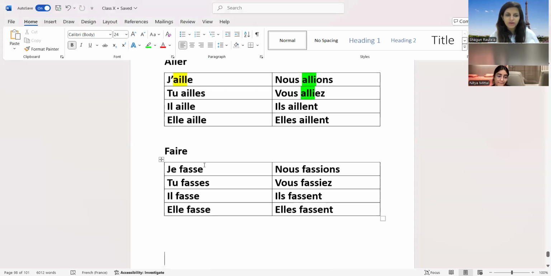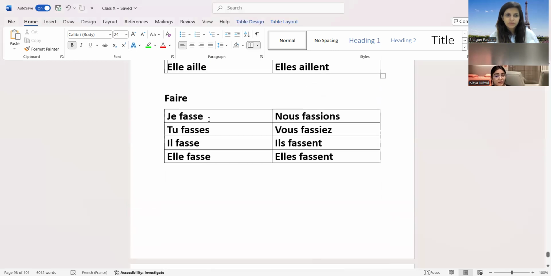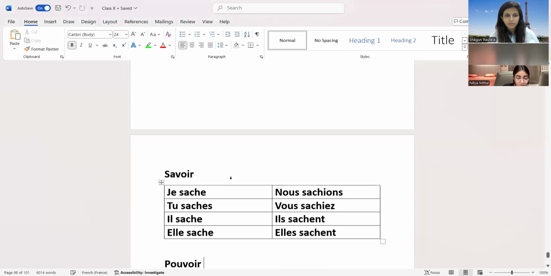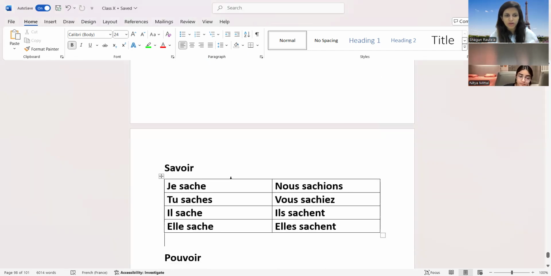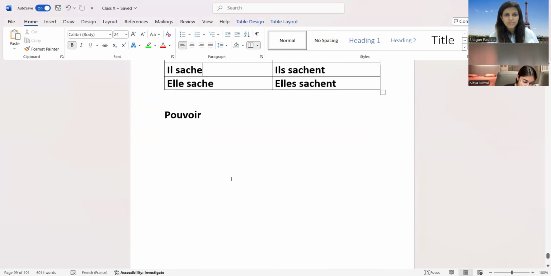Okay. What about faire? In faire, it was like aimer only, where it followed the same pattern of present tense with je, tu, il, elle, ils and elles, and in nous and vous it followed the imperfect endings, which is ions and iez. So faire, the word was fass, and then we just wrote the endings again. Moving on to the next verb, savoir.